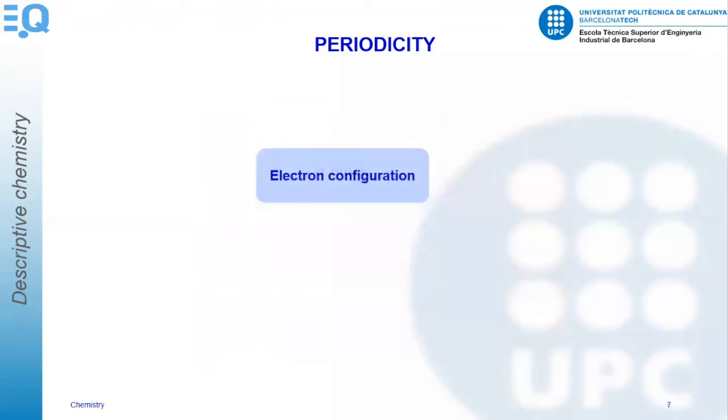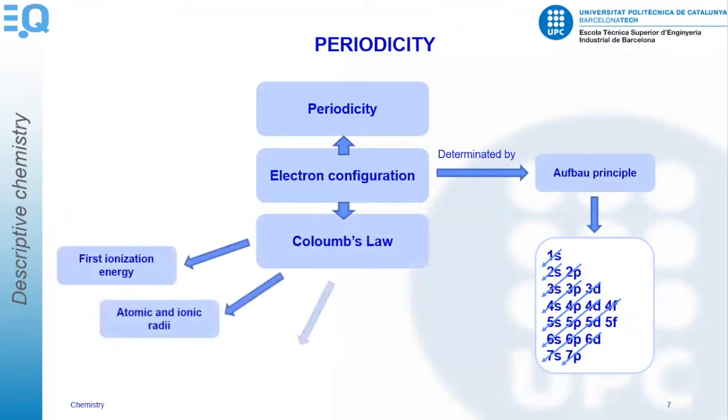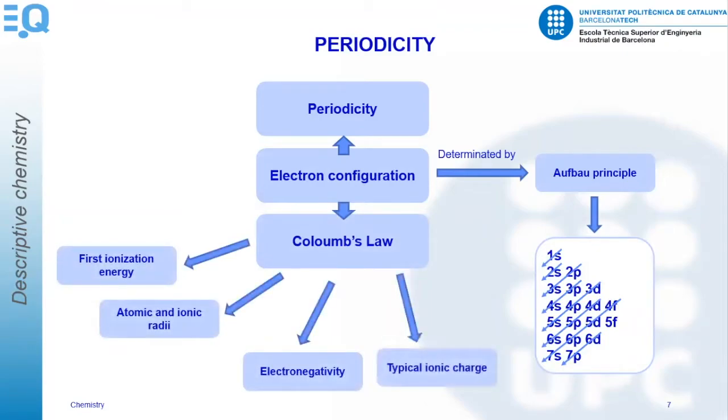To take into consideration the electron configuration, we need to look at the periodicity, which is what we talked about in the last slide, but also Coulomb's law, which takes into consideration the first ionization energy, the atomic and ionic radius, the electronegativity, and the typical ionic charge. The electron configuration can also be determined by the Aufbau principle. That means, when we look at an atom, the first orbital to be filled is 1s. After that comes 2s, then 2p, and so on and so on.